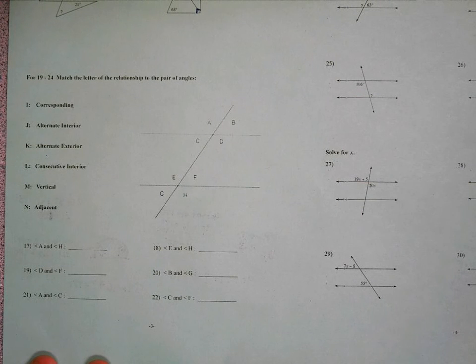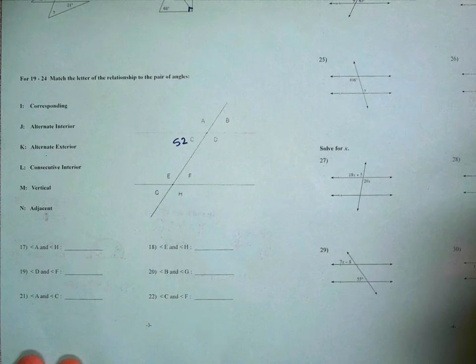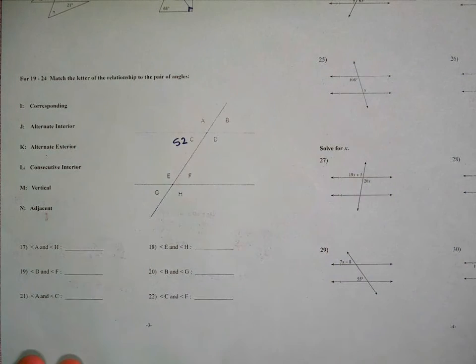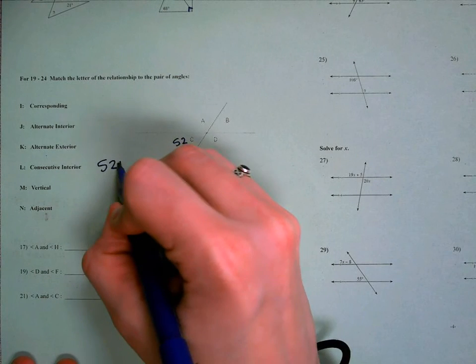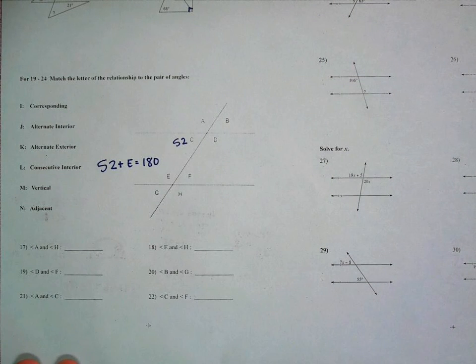Consecutive interior angles add up to 180 degrees. Okay, so if angle C was 52 degrees and we were trying to find angle E, we would do 52 plus E equals 180 because they're consecutive interior.